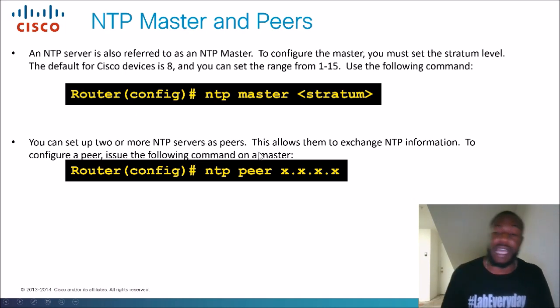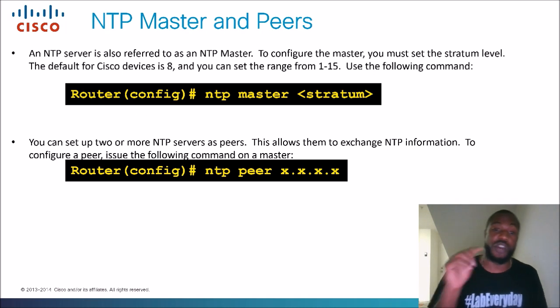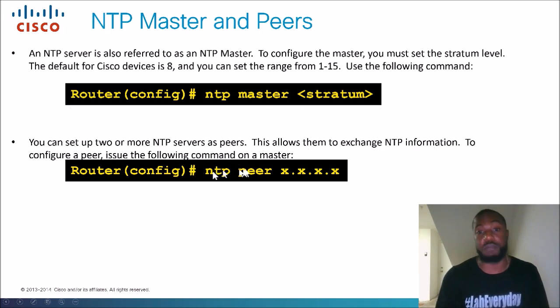We're not going to do that in the lab today. We're going to fire up Boson NetSim and play with it, but we're not going to be dealing with peers. We're going to be dealing with servers. So this allows them to exchange NTP information. To configure a peer, you just do NTP peer and then the IP address of the peer, right? What we're going to do is we're going to be setting servers.